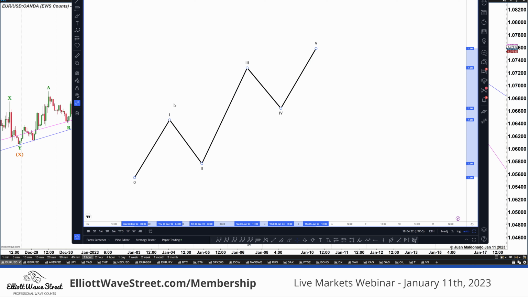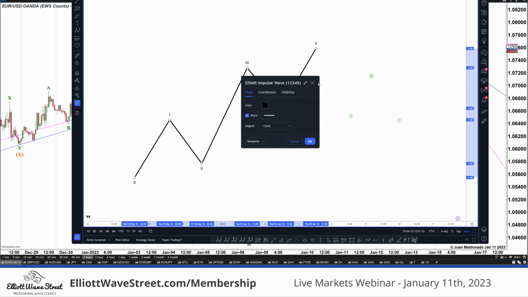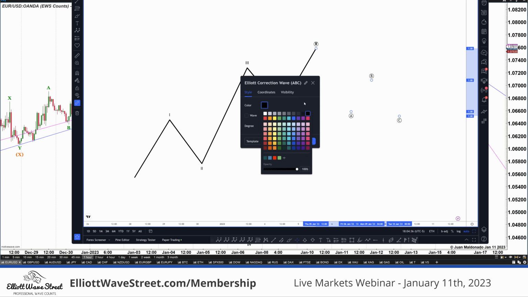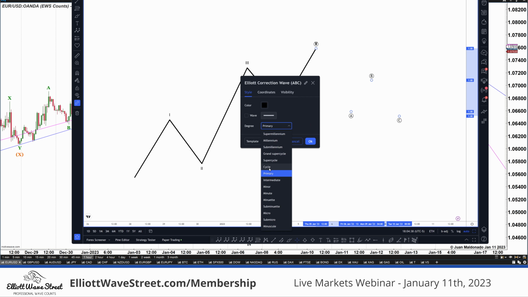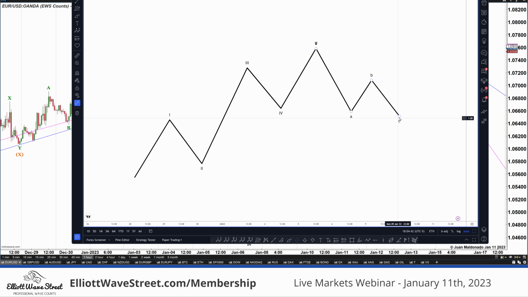But once the impulse is done, the next leg that happens is a corrective wave. It's going to be an ABC pattern. Let me change the color here so we have everything right. Okay, there we go. Then the next pattern after the impulse is the corrective wave, that is an ABC, a zigzag.